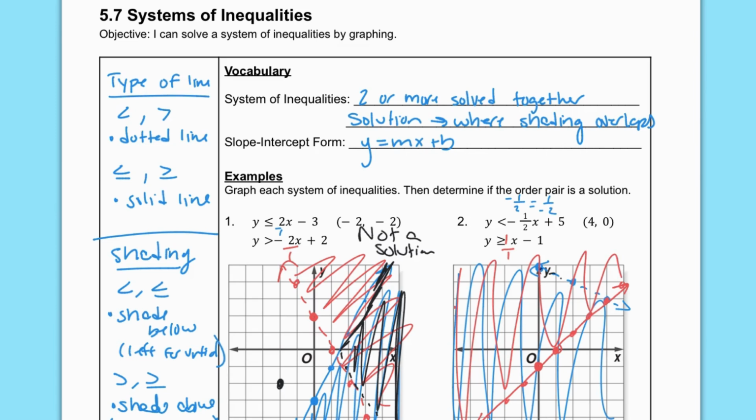So dotted line not included, solid line is included, and then everything in here where those red and blue overlapped is the solution. So we're checking the point 4, 0. The point 4, 0, 1, 2, 3, 4, 0 would be right here. It's where the blue is shaded, but not the red, so it's not in the overlap. So then is that a solution?